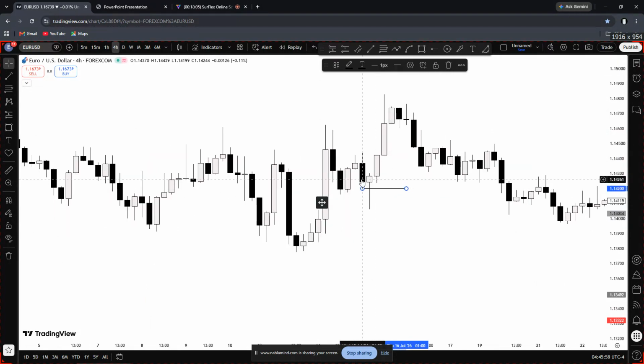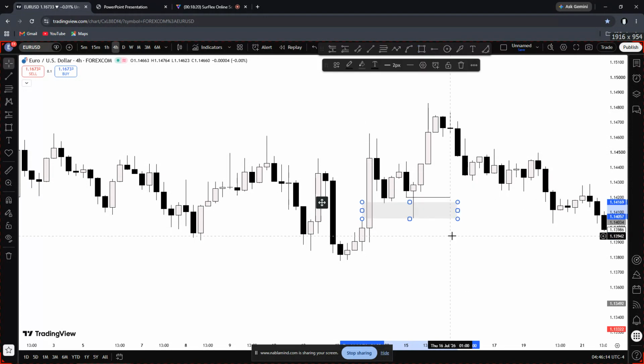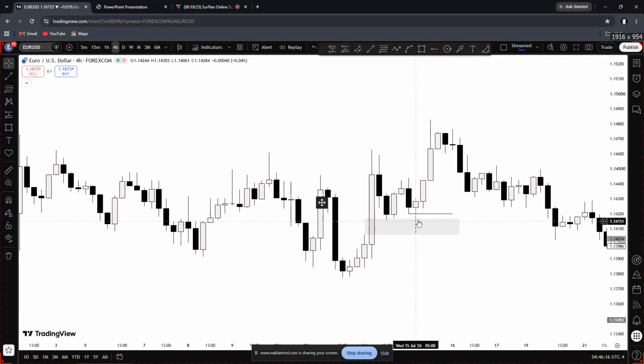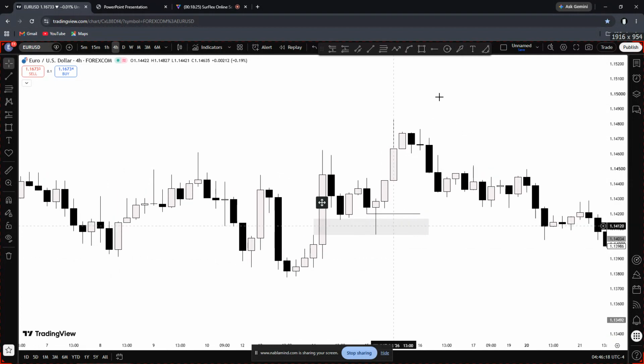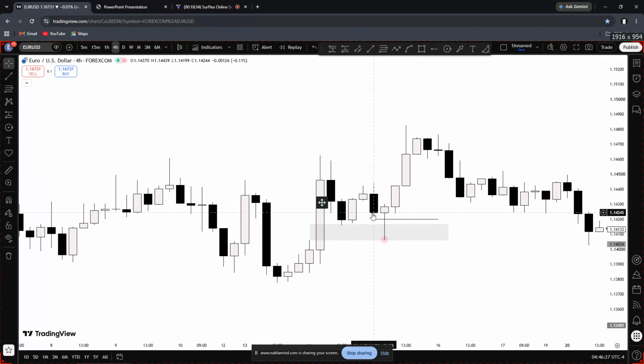Price took out the low of the 1 a.m., traded into a key level. What is the key level? We have a fair value gap here. Price traded into the fair value gap, and what happened? It closed inside the range during the 5 a.m. CRT. Now this is the 5 a.m. candle. If you look closely, you will see that price took out the low of the 1 a.m. candle here, and also the 9 p.m. candle.